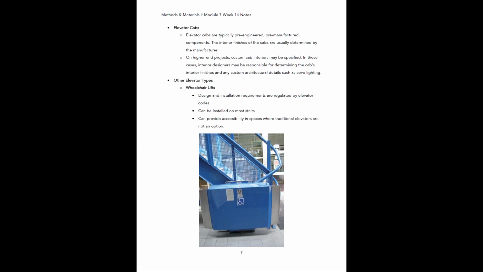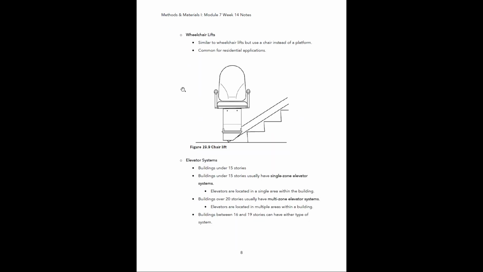if a building has to come up to code and didn't originally have an elevator in it, this is a way that they can meet that requirement, by putting a new platform lift into an old stairway. There's also, actually this should just say chair lifts, but a chair lift is similar to a wheelchair lift, but instead of a platform, it has a chair that the person sits on. This is common for residential applications, for people who are older and can't get up and down the stairs anymore. They will have these installed, and this will allow them to get up and down the steps.